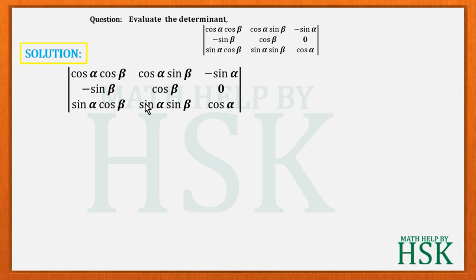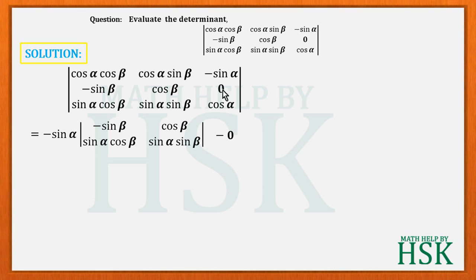Now, we can expand the determinant along any row or any column, but for the calculation to be made easier, I'm going to expand it along column 3. We can also expand along the second row, but I'm expanding along column 3. Now expansion would be like this: minus sin alpha into the determinant obtained by removing this row and this column, that is the determinant sin alpha cos beta, sin alpha cos beta, sin alpha sin beta.